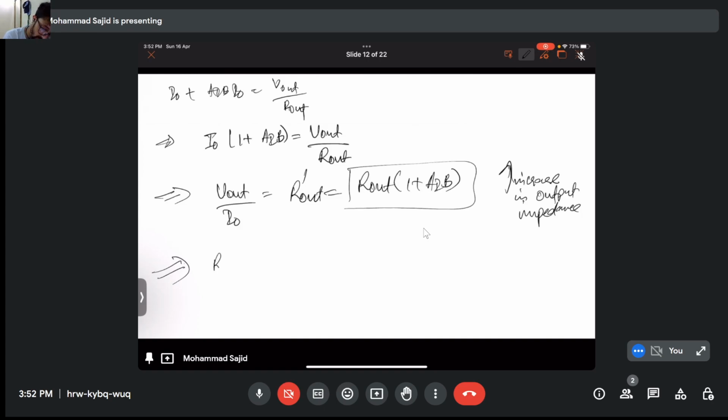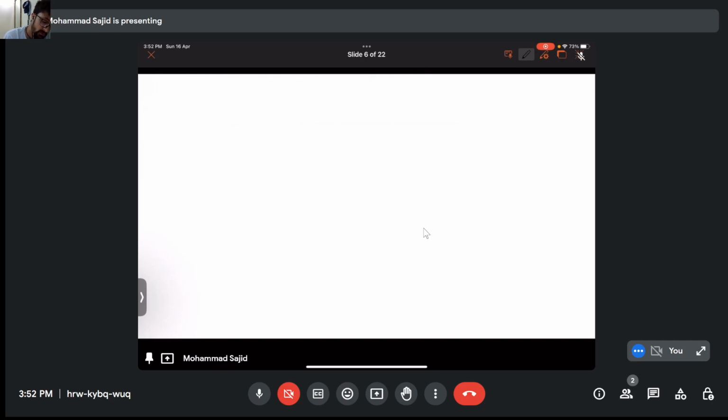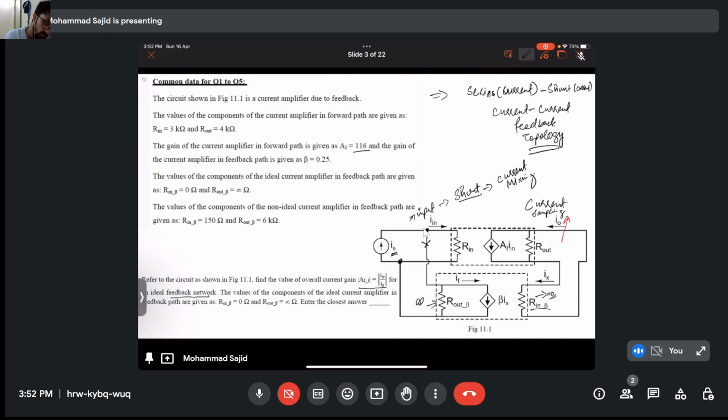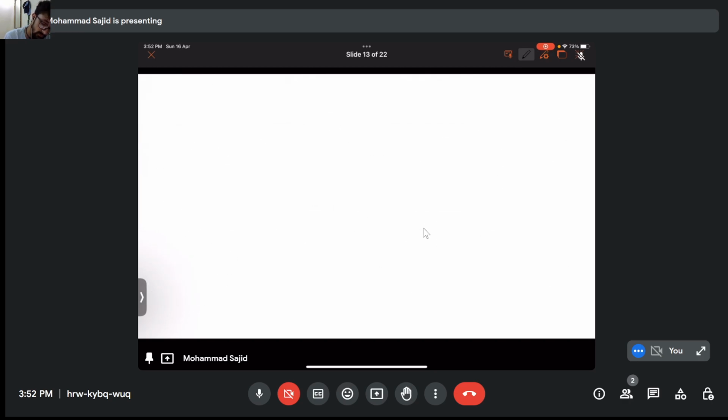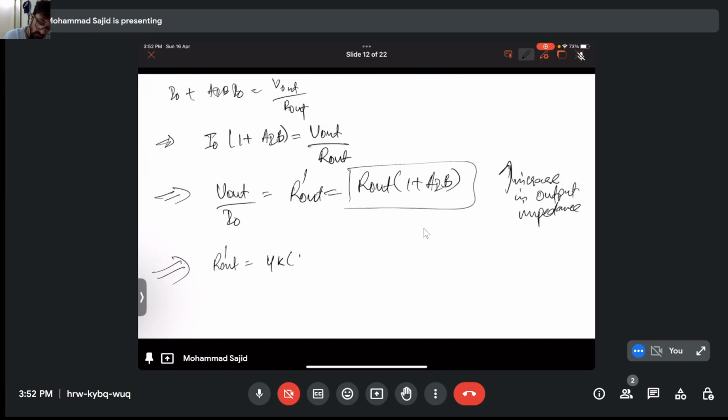Now let's calculate the value. R out dash, R out is 4K. This comes out to be 120 kilo. So this is how we do the output resistance.